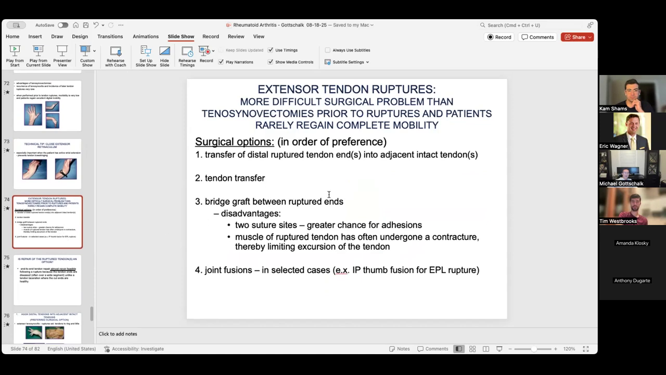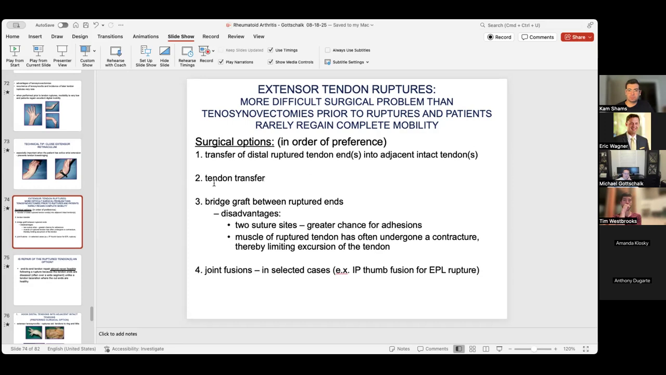Extensor tendon ruptures can be quite common. It's a more difficult surgical problem than the tenosynoviectomies prior, so that's why we recommend it. So this is kind of what we'll go over. If it's just a single tendon, we try and transfer the distal ruptured tendon end into an adjacent one. That works great when it's one finger. When you have two fingers gone, typically speaking, it gets a little bit difficult.